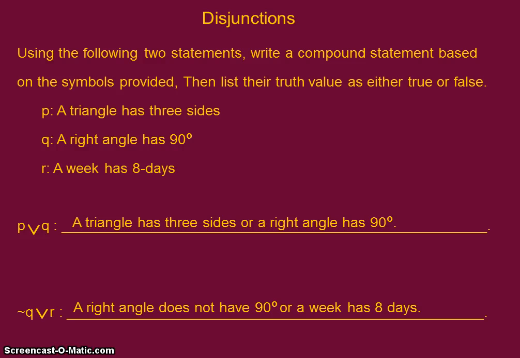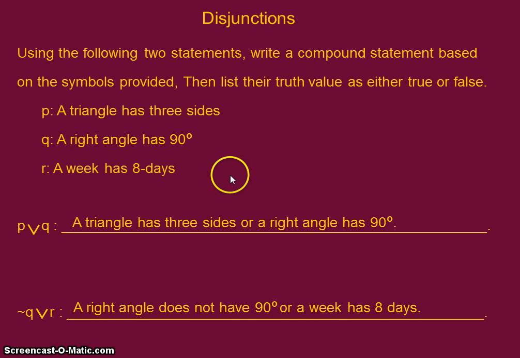Using the following two statements, write a compound statement based on the symbols provided, then list their truth value as either true or false. Again, we've written those for you so you don't have a lot of writing to do. Let's look at our statements. P, a triangle has 3 sides. Q, a right angle has 90 degrees. R, a week has 8 days.